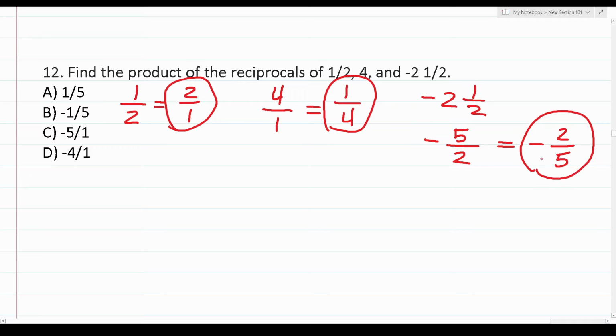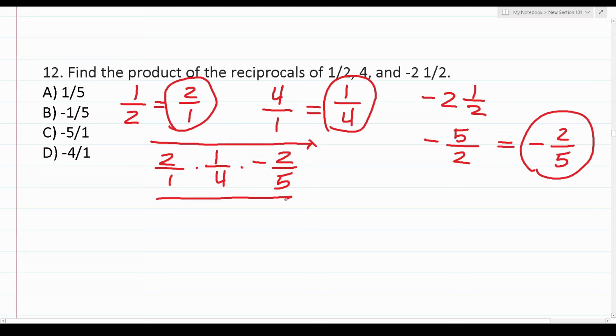All right, so now that we have all of our reciprocals, we just have to find the product of them, which means we're going to multiply them all together like this. We're going to have 2 over 1 times 1 over 4 times negative 2 over 5. And when you multiply fractions, you just multiply straight across. So this becomes 2 times 1 times negative 2 over 1 times 4 times 5. That's actually pretty easy to do. 2 times 1 is 2. 2 times negative 2 is going to be negative 4. And then we have 1 times 4, which is 4. 4 times 5 is 20.